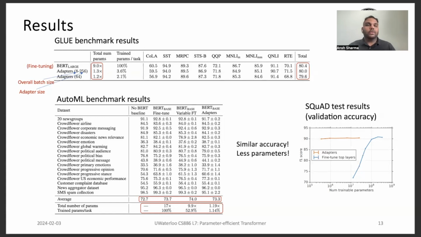The graph on the right also shows that the validation accuracy with adapter modules can be similar to fine tuning while utilizing 100 times less number of new parameters.